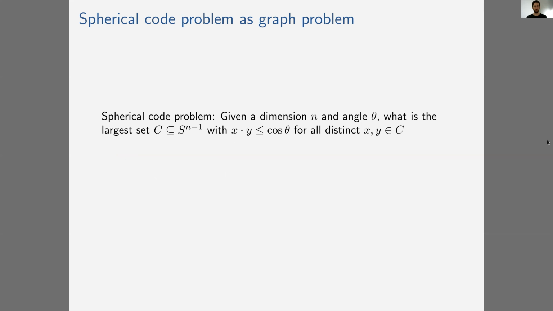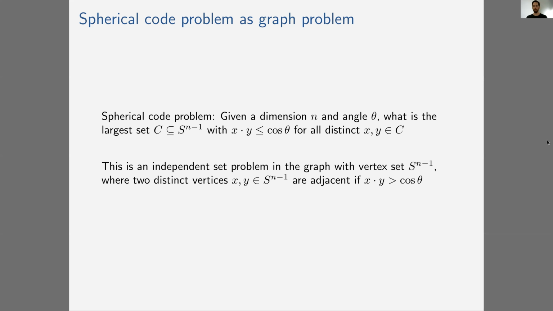And why do I call this a packing problem? Well, you can imagine that each point in the spherical code is the center of a spherical cap, and that way you're packing spherical caps. So this is really the compact analog of the sphere packing problem.